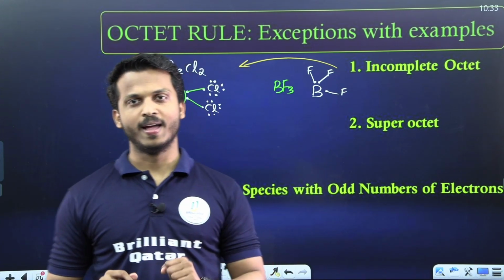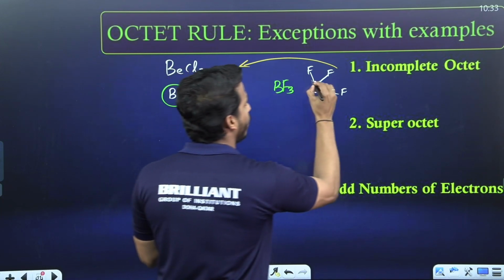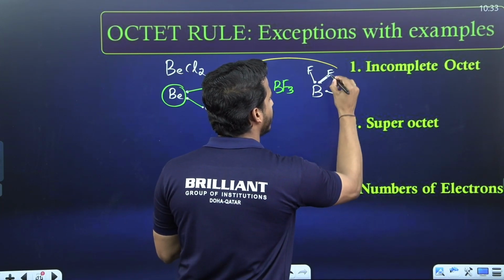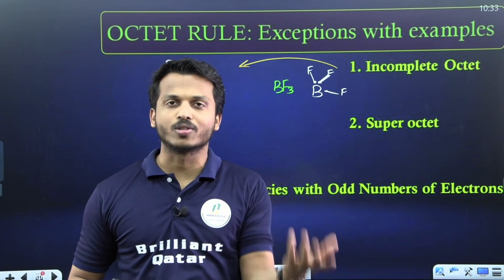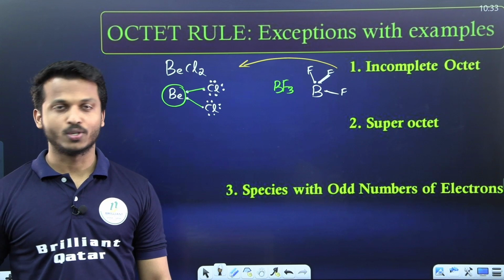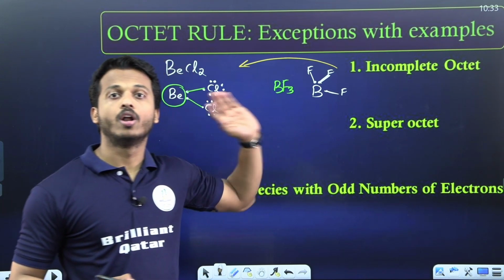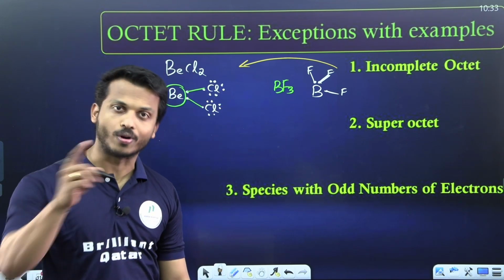What about boron? Only 3 bonds are there on boron. 3 bonds is equal to how many electrons? 6 electrons. Boron also couldn't complete its octet. So these are incompletions of what? Octet. This is a violation of the octet rule.